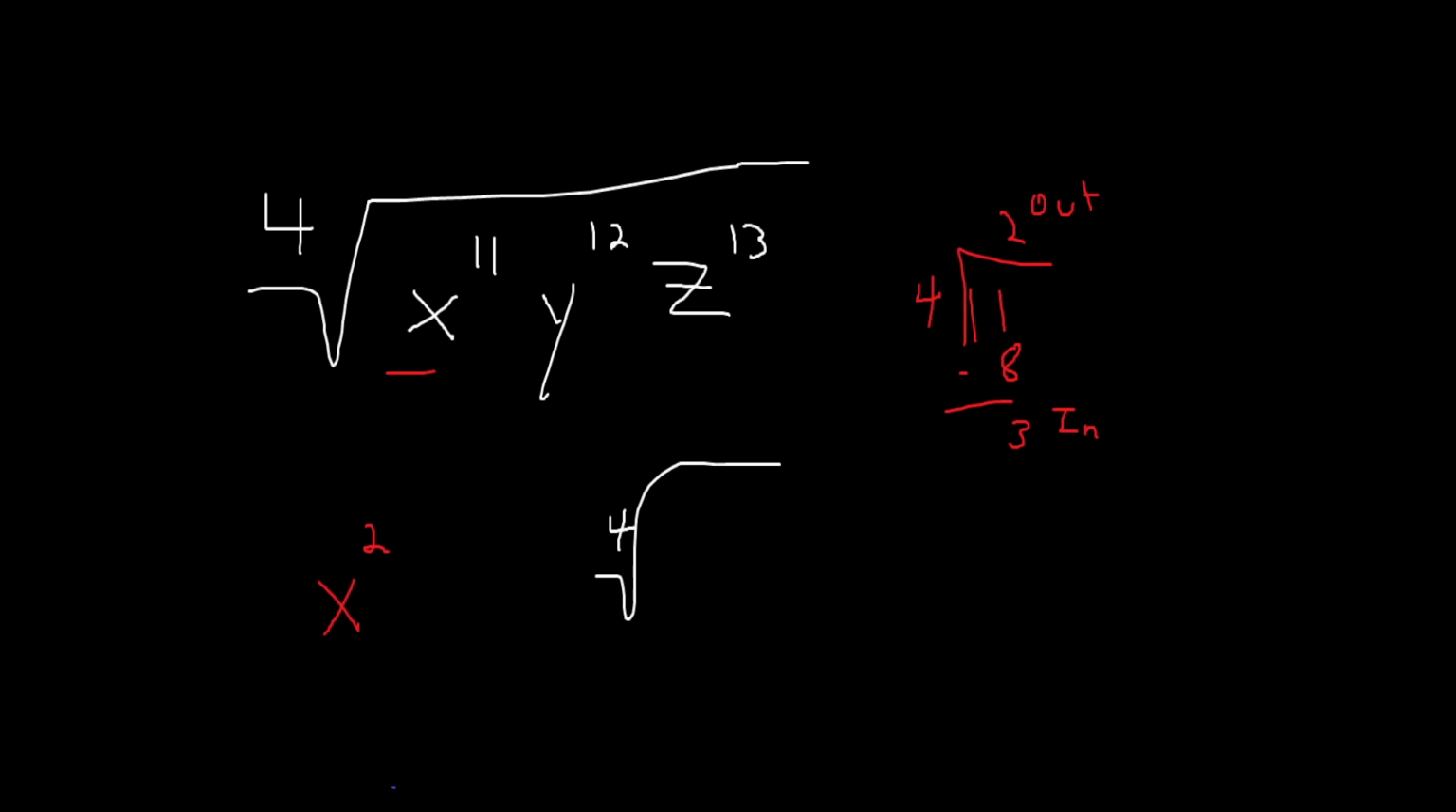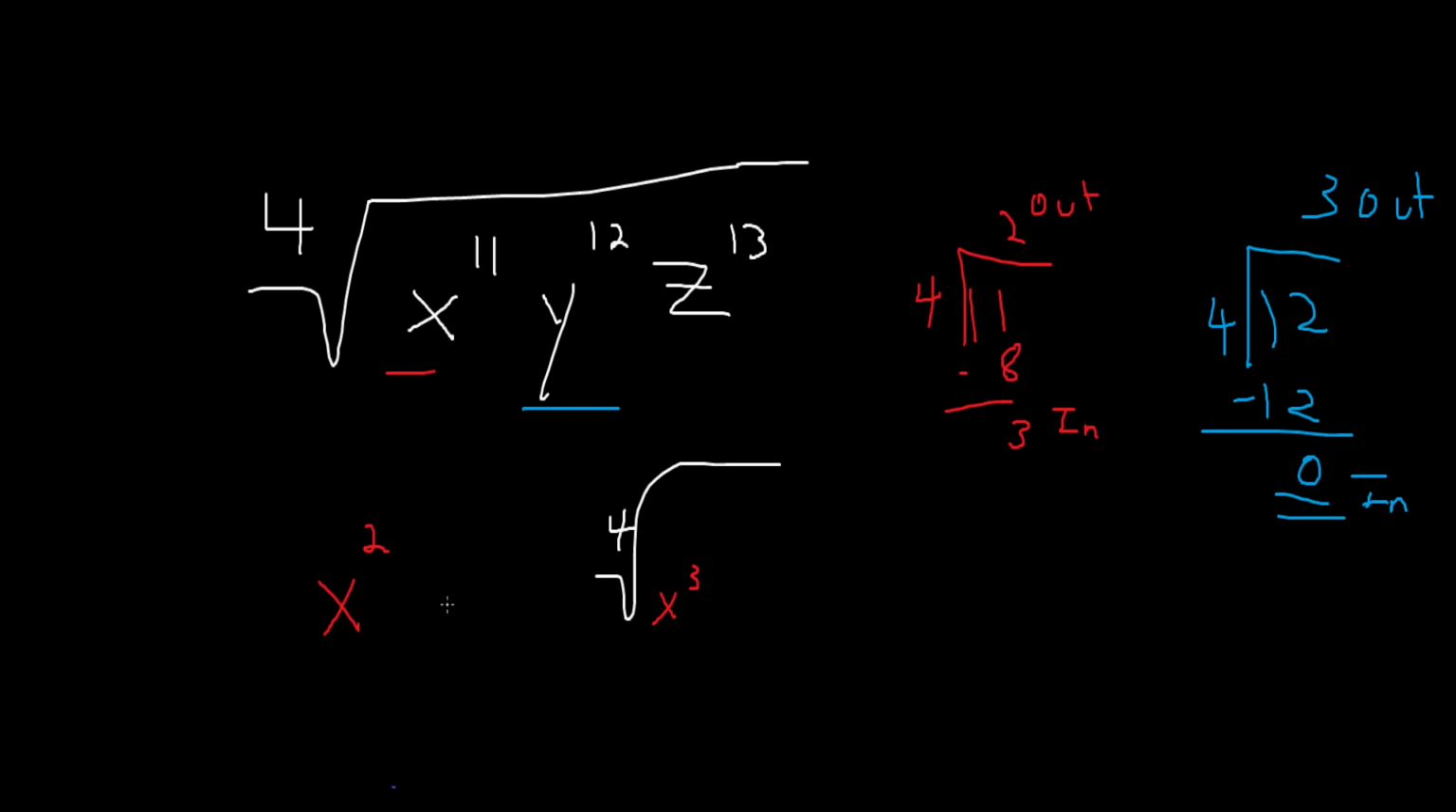And with the 4th root, we have x to the 3rd on the inside. Okay, so now we go for the y's. So 12 divided by 4, well, that's just 3. So minus 12, that's 0. So there will be no y's on the inside. So 0 y's on the inside, 3 y's on the outside. So on the outside, we will have y to the 3rd. And on the inside, we have no y's because it divided evenly.